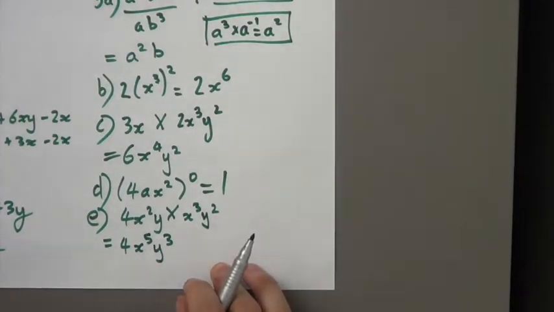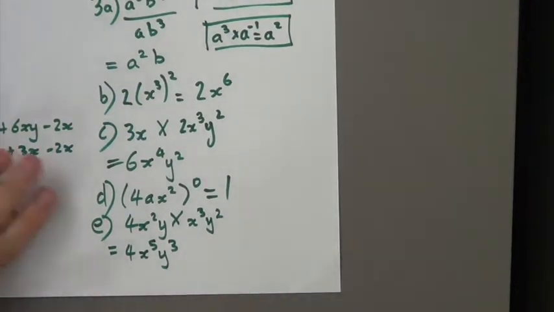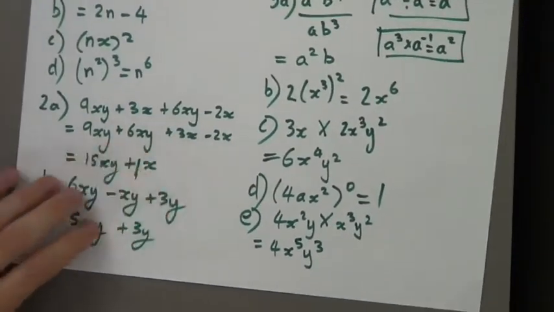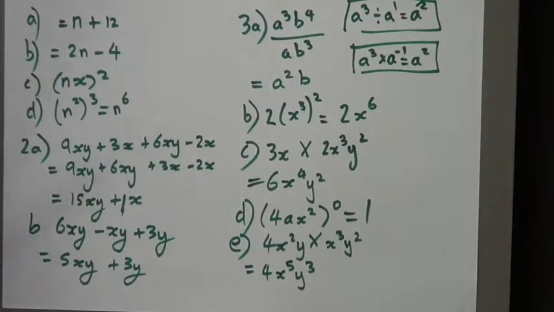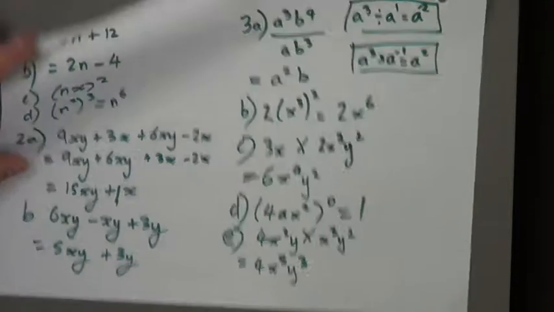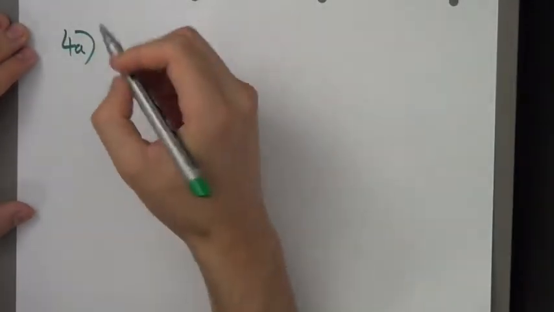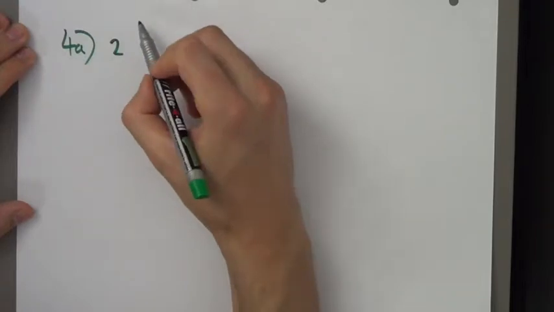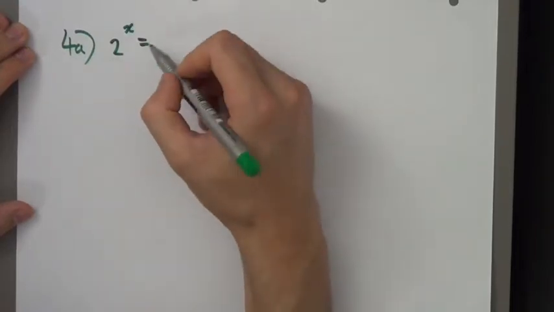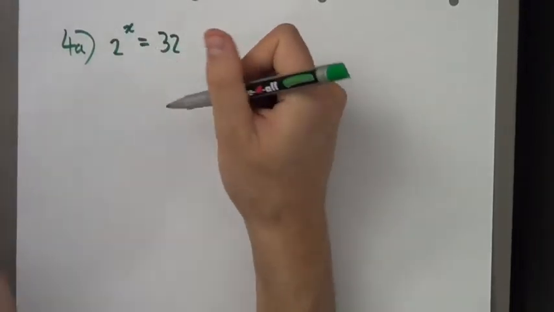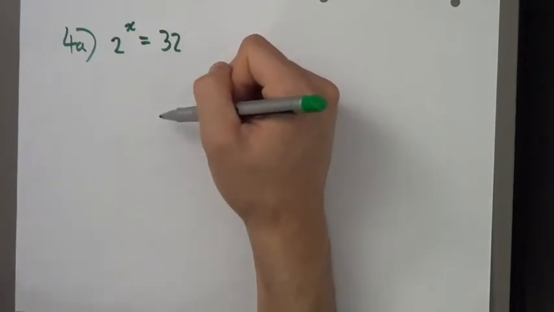Right, next question. Again, if there's anything in what I've done that you need to look over, just pause the video or rewind it and listen to the explanation again. Okay? Right. Next set of questions. This one is a bit more challenging. It says, what is the value of x when you've got that? Right.